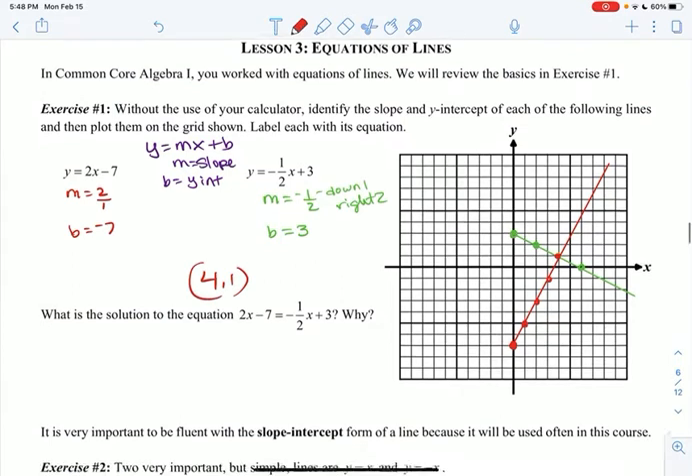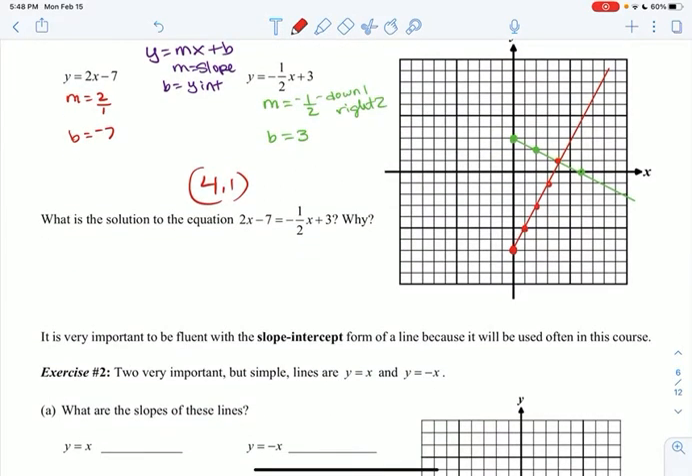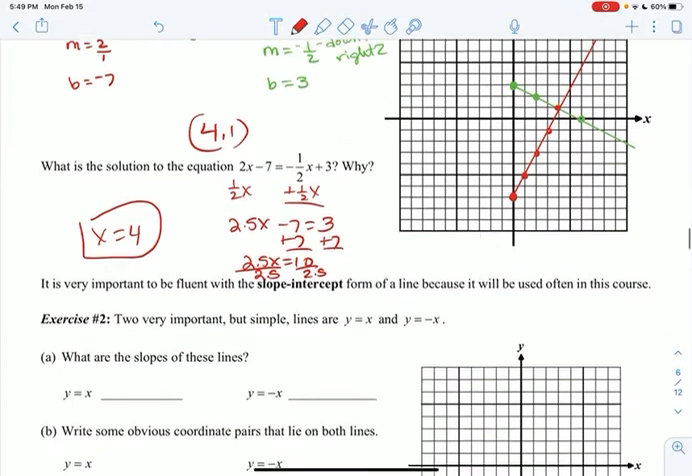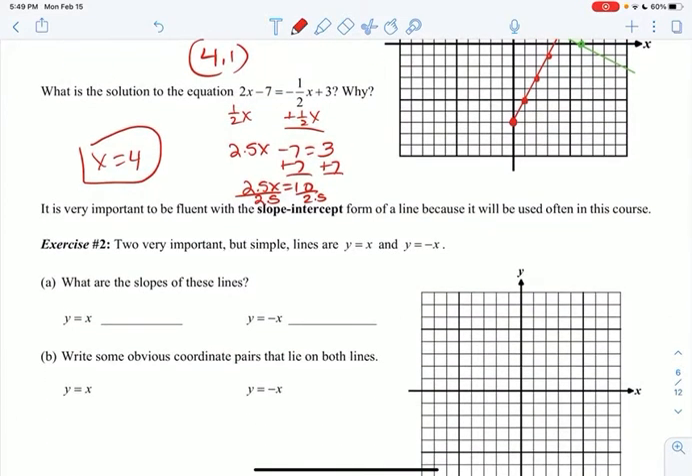The next question asks, what's the solution to the equation? I'm really just solving for the x right here. I can do it algebraically. I add 1/2 x, which makes it 2.5 x, and then I add 7, so I get 2.5 x equals 10, and I divide by 2.5 and get x equals 4. I can see from my graph that x equals 4 was also the solution, but I just wanted to show you how you can do that algebraically.